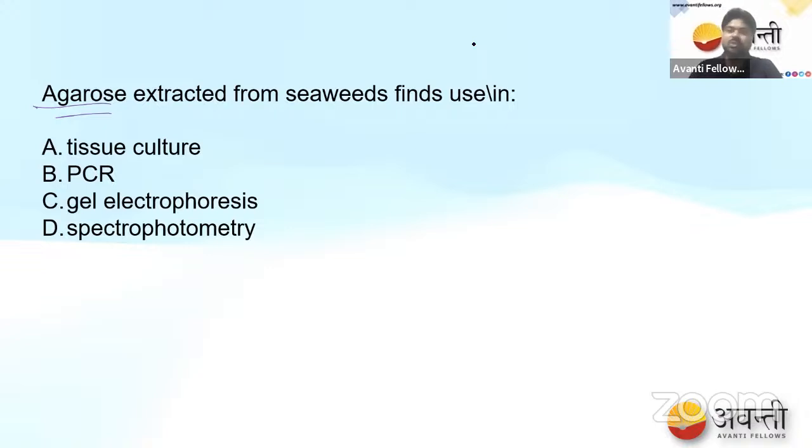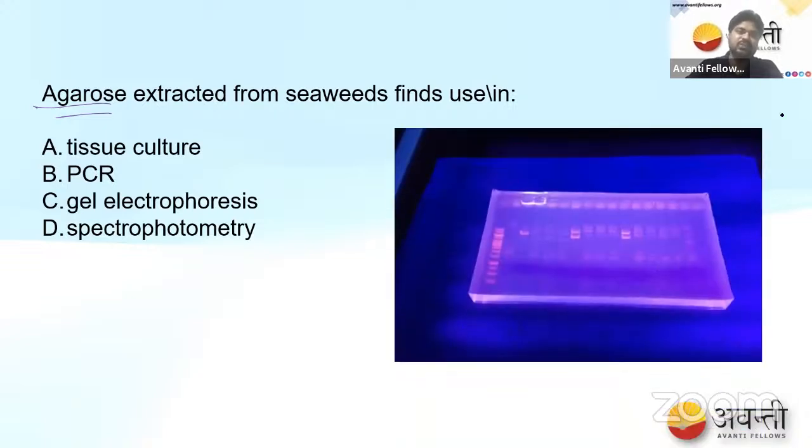ओके, चलो एंड दिस पॉइंट। सो यू नो द आंसर, उसके बारे में डिस्कस करने का बात ही नहीं है, बिकॉज वी नो द अगैरोज जो जेल रहता है, इट एक्सट्रैक्टेड फ्रॉम द सीवीड and it used in the gel electrophoresis process. So here you can see this is the gel, okay, जो electrophoresis process में use होता है.